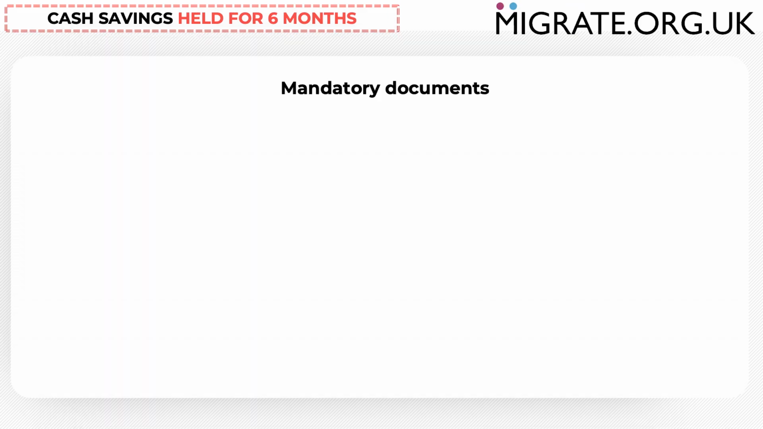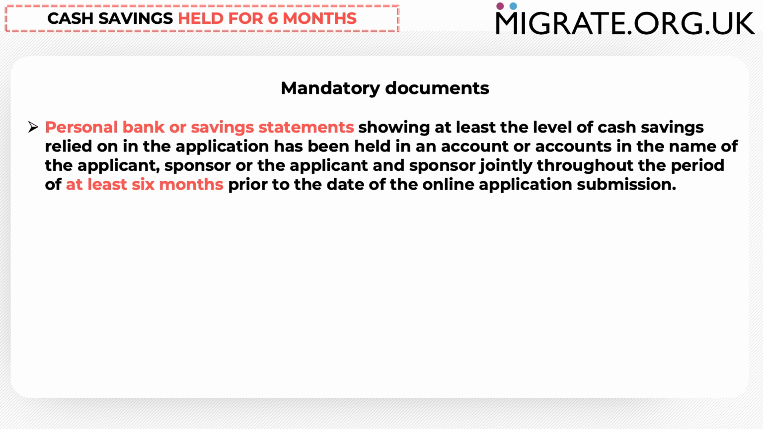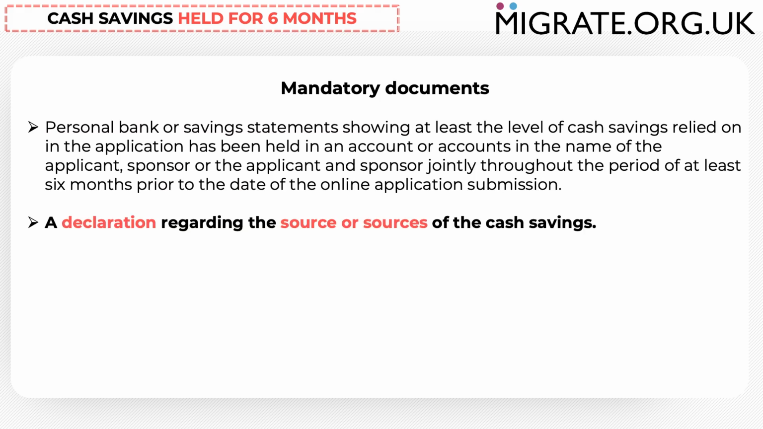The required documentation to evidence cash savings is relatively minimal, although strict document-specific requirements do apply. For cash savings applications where the cash savings relied on has been held for 6 months or longer when the application is submitted, it is mandatory to provide personal bank or savings statements showing at least the level of cash savings relied on in the application has been held in an account or accounts in the name of the applicant, sponsor, or the applicant and sponsor jointly throughout the period of at least 6 months prior to the date of the online application submission. In addition to providing bank statements, it is mandatory for the person or persons holding the cash savings to provide a declaration regarding the source or sources of the cash savings.